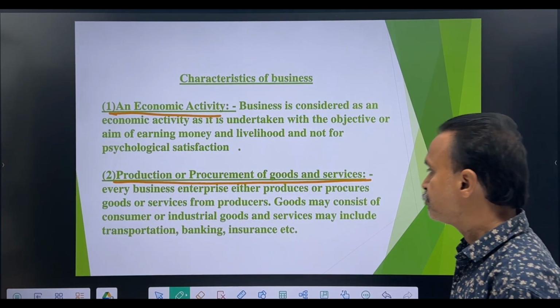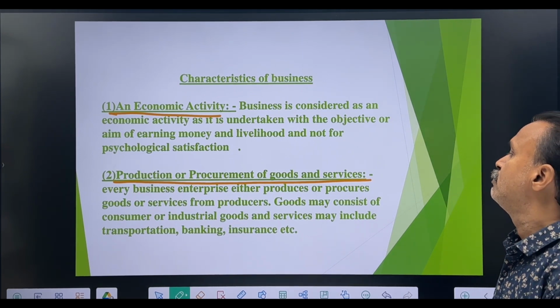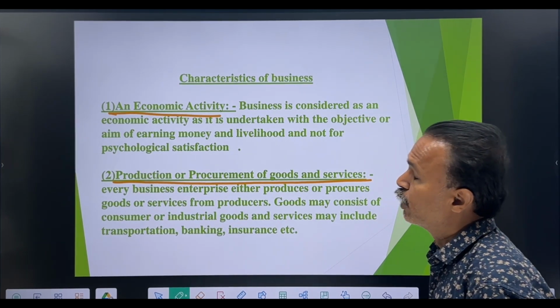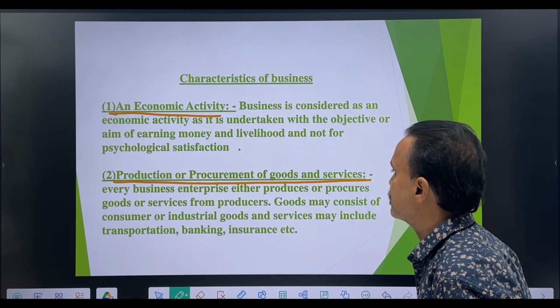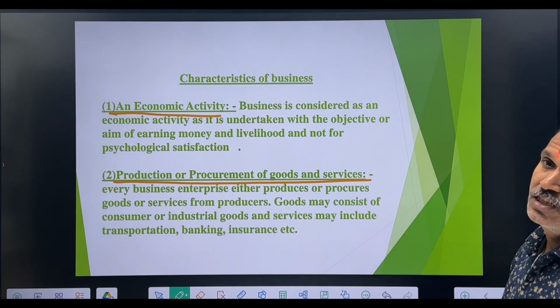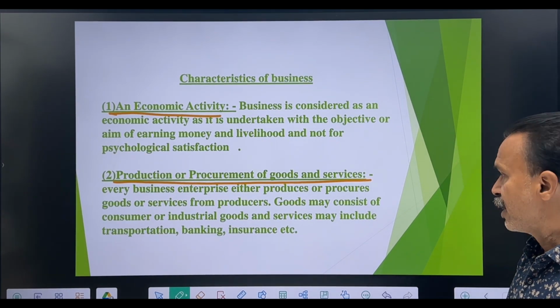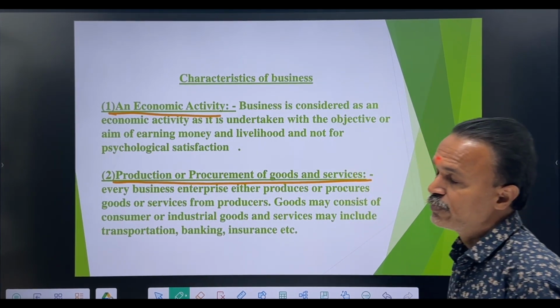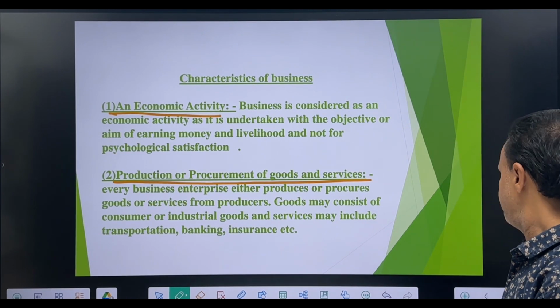Every business enterprise either produces or procures goods or services from producers. Goods may consist of capital goods or consumer goods. Services may include transportation, banking, insurance, finance, etc.